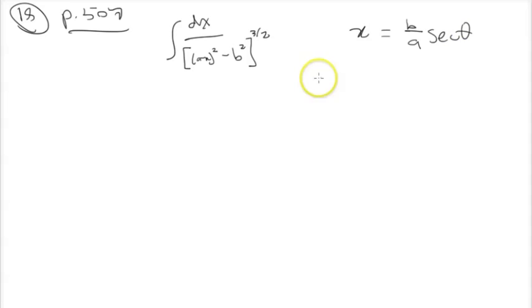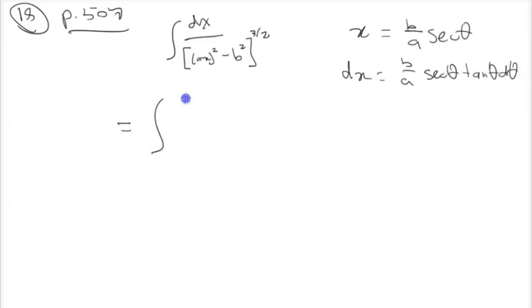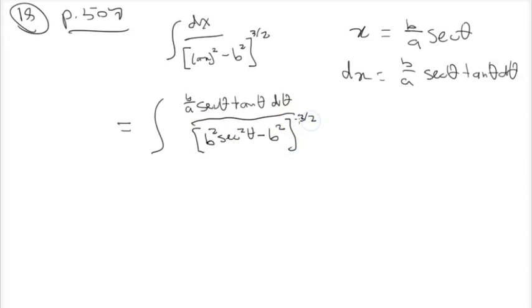Now we can do the derivative work. dx is going to be equal to b over a. The derivative of secant is secant tangent d theta. Now we'll substitute in. We will get b over a secant theta tangent theta d theta over b squared secant squared theta minus b squared, because those a's go away, and then all of this is going to be to the 3/2. Now we can factor out this b squared.